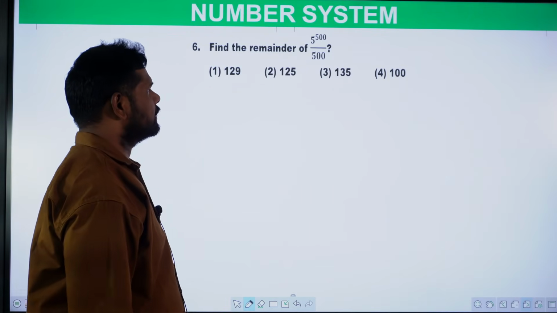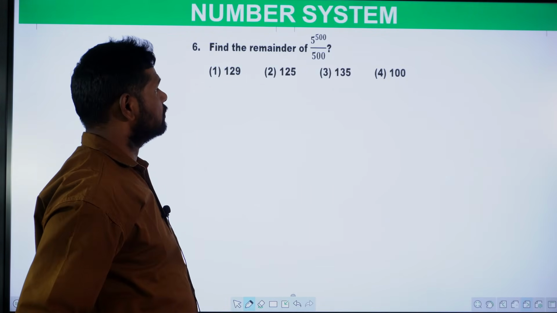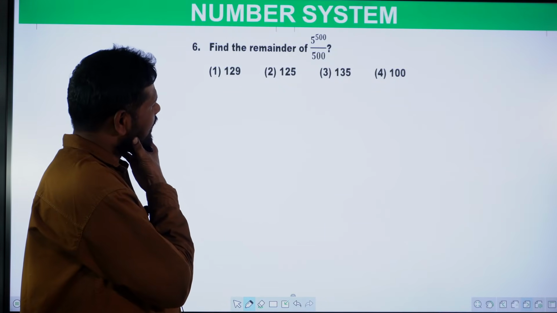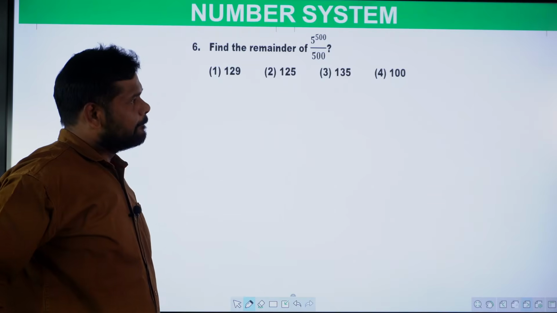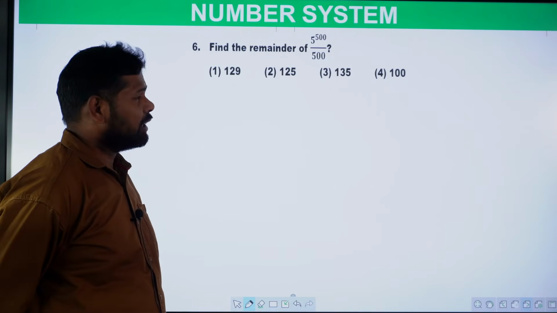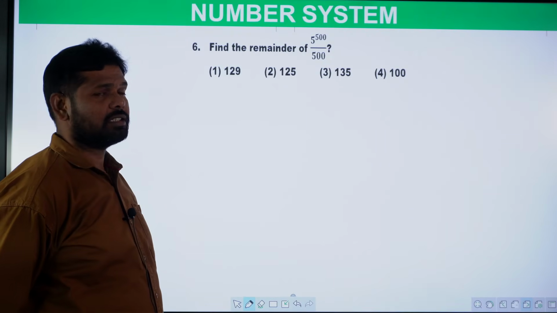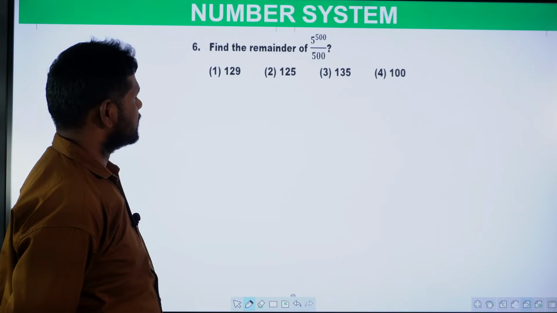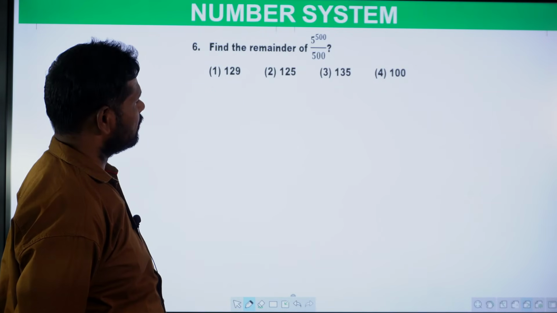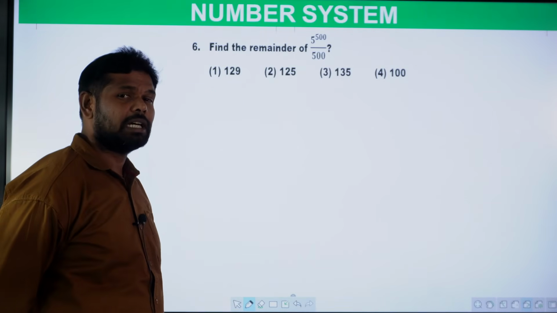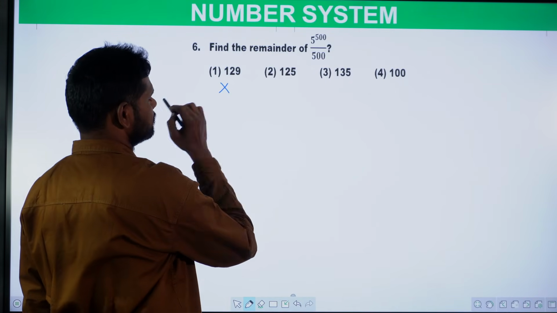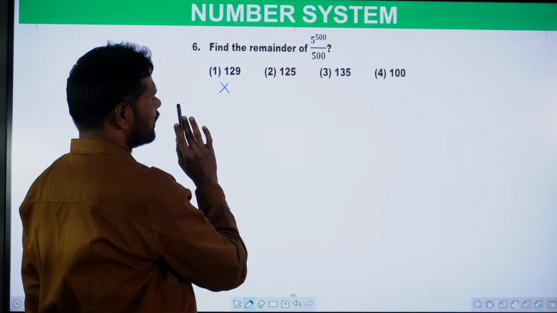5 power 500 divided by 500. What is the remainder? Here 5 power 500 is divided by 500. Powers of 5 are also not possible, and with multiples of 500 and powers of 5 again there is no nearest. But observe the options: 129, 125, 135, 100. To eliminate, options are directly eliminated. One is 129. Only one option is eliminated directly.